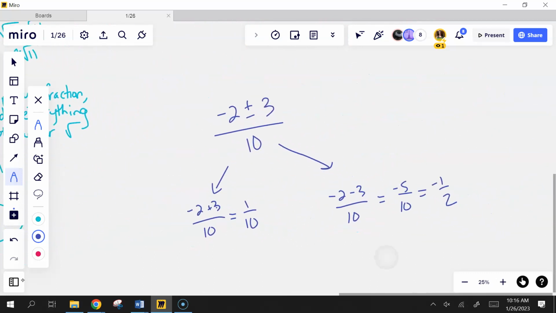It would stay with it just like this one did. So if you get it and it's not simplifiable, like you still got that value on the bottom, then you would just leave it and you would say, okay, negative 2 plus 3 over 10, and then negative 2 minus 3 over 10. Then you could simplify, right, individually.